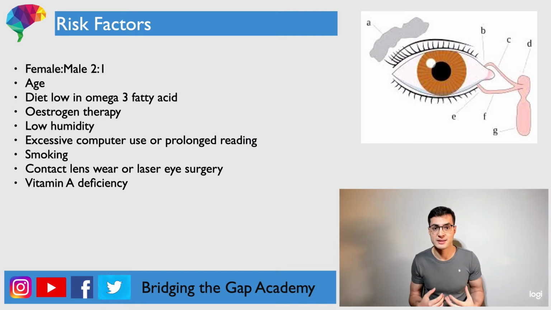Something that we can change is not using computer screens too much, not playing too many games, or taking breaks between those and making sure that we're blinking enough and we're not just fully focusing on one thing at a time. Another factor that we can stop is smoking, and if you stop smoking, that can help with dry eyes as well.